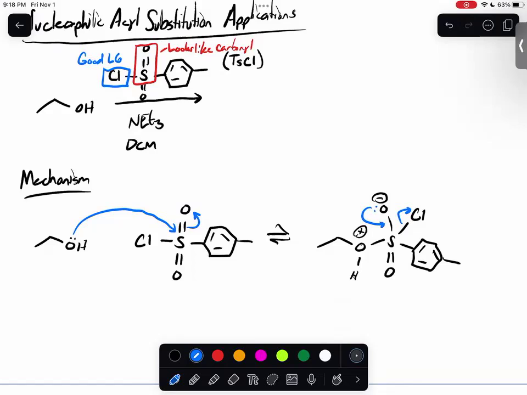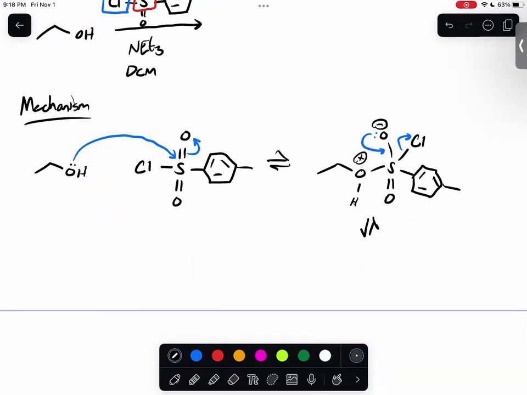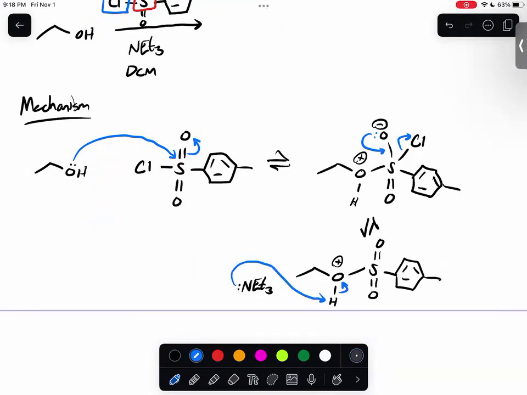Once this happens, we now have the oxygen that we originally used as our nucleophile positively charged, and then we have that sulfur with everything hanging off of it over there. From here, we do have in solution triethylamine, right? That NEt3, which is just a weak base that's there to come in, grab that proton, and actually generate the neutral oxygen so that now it is a happy tosylate. Oops.